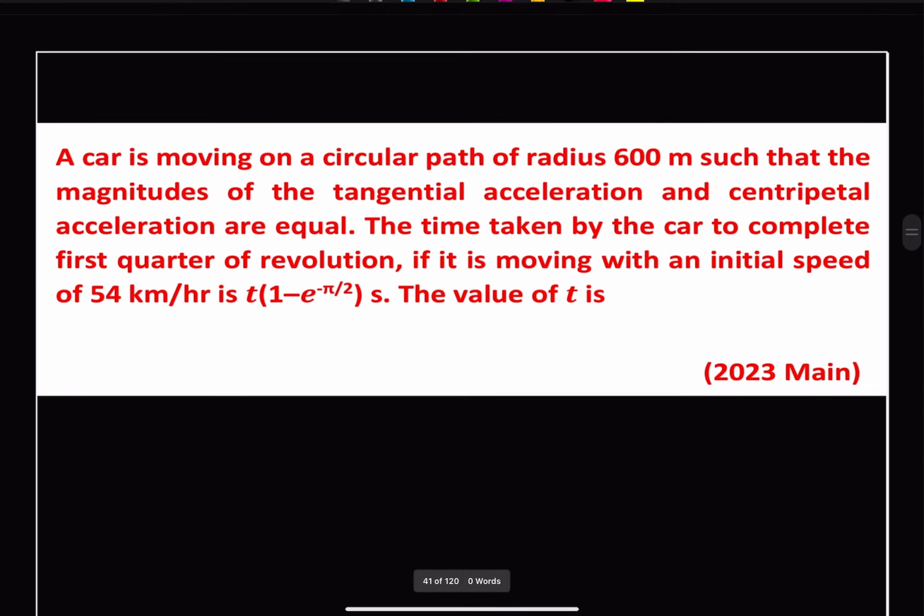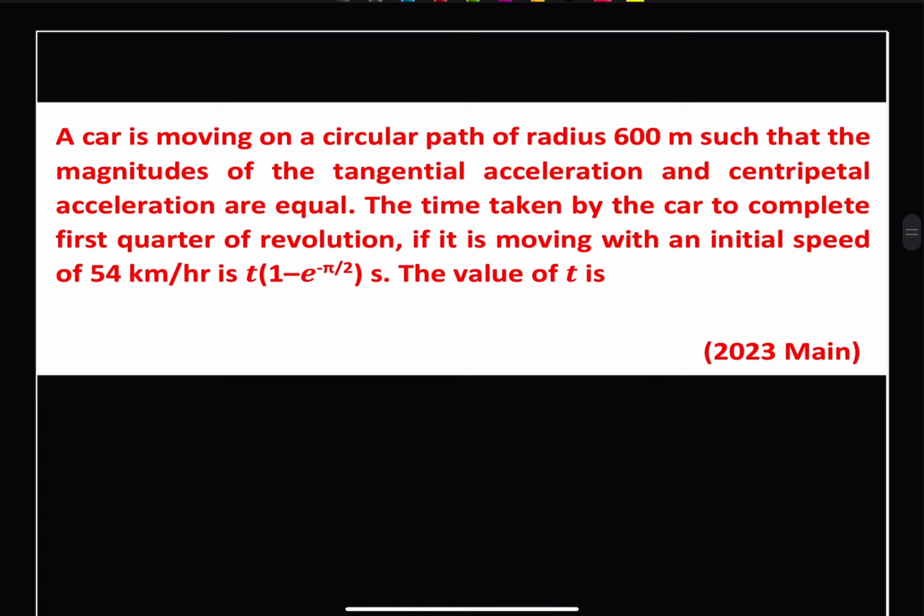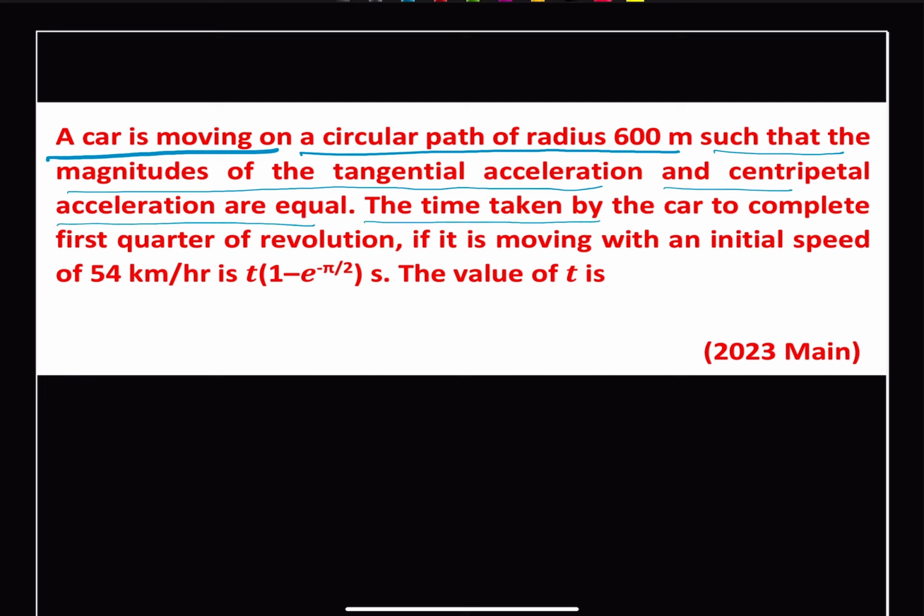It states that a car is moving on a circular path of radius 600 meter such that the magnitude of the tangential acceleration and centripetal acceleration are equal. The time taken by the car to complete the first quarter of the revolution, if it is moving with the initial speed of 54 km per hour, is t into 1 minus e raised to power minus pi by 2 seconds. The value of t is.